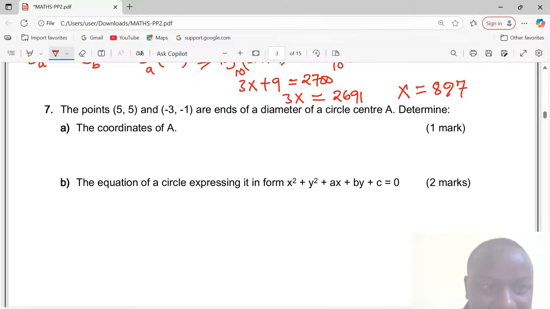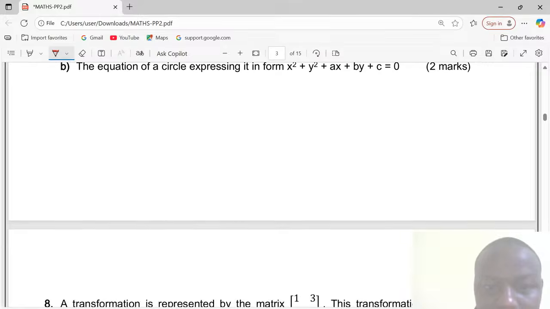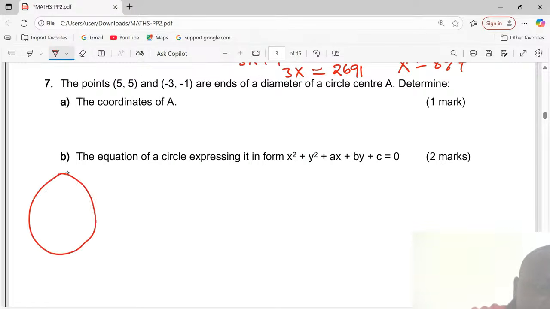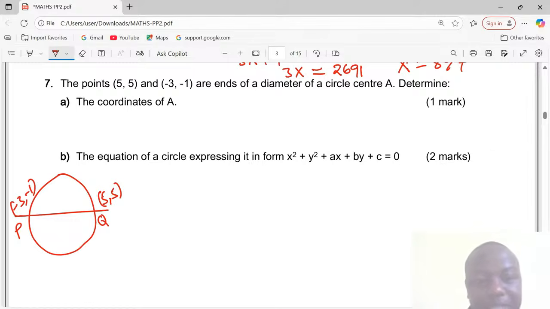Look at number 7. The points 5, 5 and -3, -1 are the ends of a diameter of a circle, center A. Determine first the coordinates of A. Let me give a sketch for this particular information, then we shall be proceeding. I will use the space here, which is a big board. We have a circle here, whereby if we assume a diameter, there are some coordinates showing the ends of the diameter. -3, -1, that is end P of the diameter. And the other end, Q, we have 5, 5. These are the ends of the diameter. We are told that the center of the circle is A. The diameter must pass through point A.